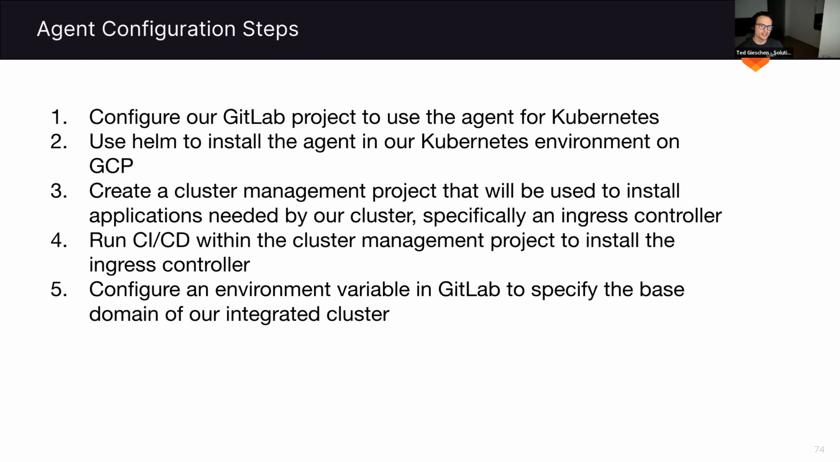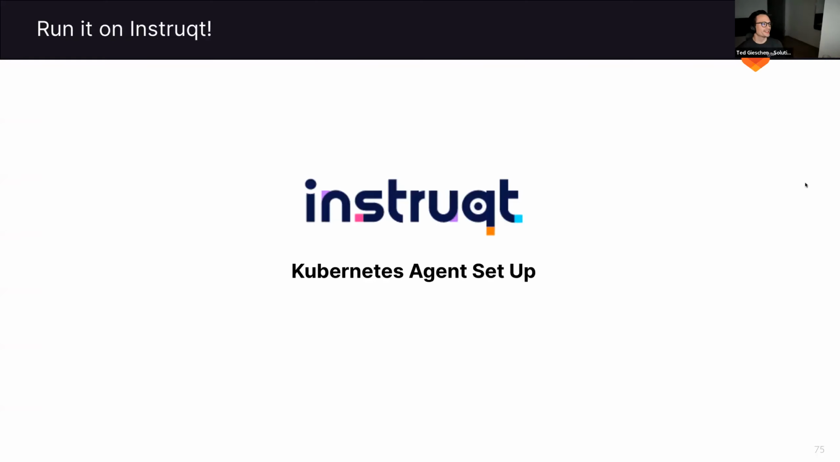So with that, in this next section, what we'll do is configure our agent. We'll start off by configuring our GitLab project to use the agent for Kubernetes. We'll use Helm to install the agent in our Kubernetes environment on GCP. We'll go ahead and create a cluster management project that will be used to install applications needed by our cluster, specifically an ingress controller. We'll continue by running our CI/CD within the cluster management project to install that ingress controller. And finally, we'll configure an environment variable in GitLab to specify the base domain of our integrated cluster. So with that, let's get going.